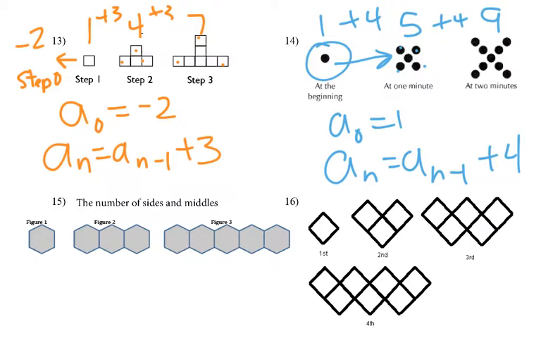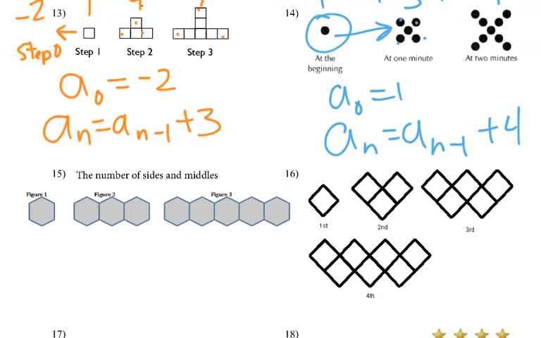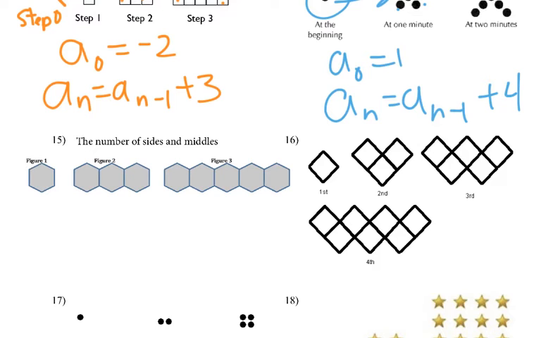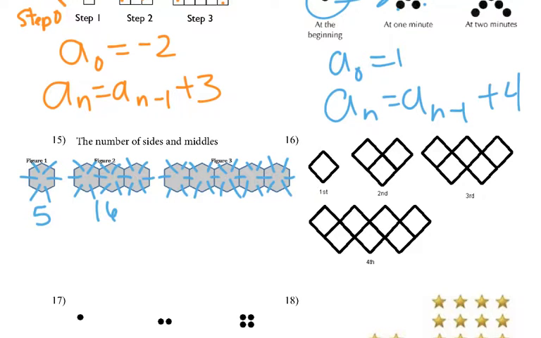Okay, that one should look familiar too. All right, number 15. So we start with, we want the number of sides and middles. So middles meaning these. So 1, 2, 3, 4, 5. So figure 1, we have 5. 1, 2, 3, 4, 5, 6, 7, 8, 9, 10, 11, 12, 13, 14, 15, 16. 2, 3, 4, 5, 6, 7, 8, 9, 10, 11, 12, 13, 14, 15, 16, 17, 18, 19, 20, 21, 22, 23, 24, 25, 26.